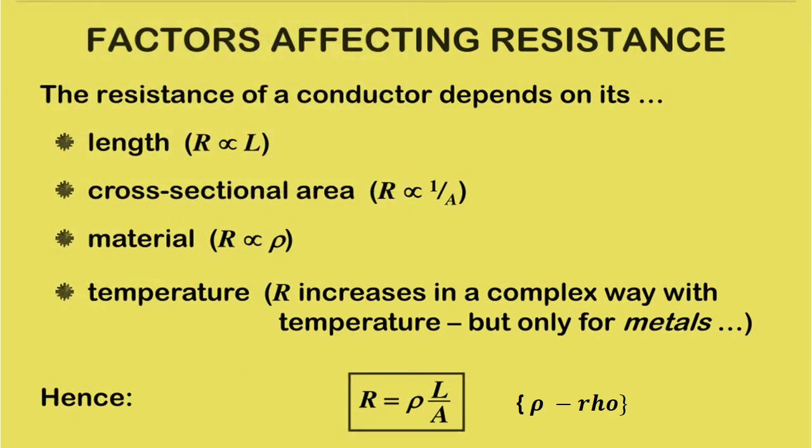Thus, the resistance of a conductor depends directly on its length, inversely on its area of cross section, the material of the conductor, and the temperature of the conductor. Mathematically, R equals rho L upon A, where rho is a constant of proportionality and is called the electrical resistivity of the material of the conductor.